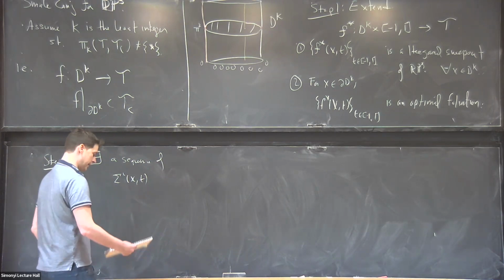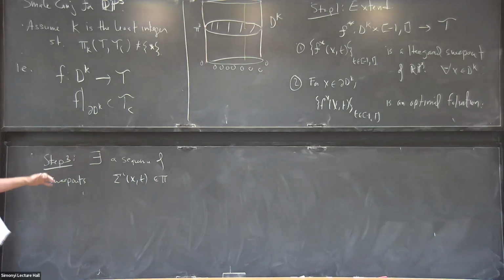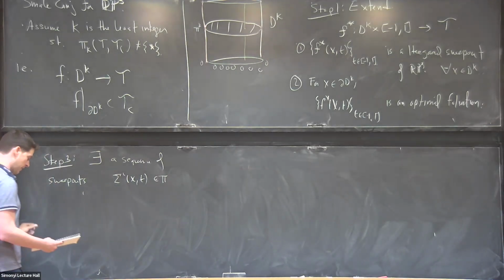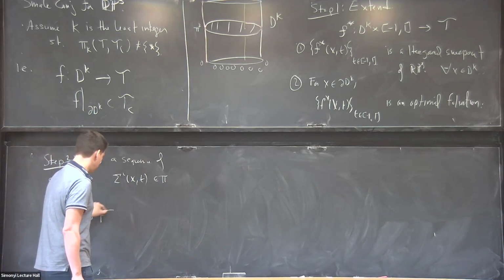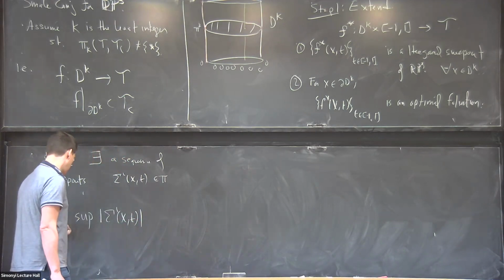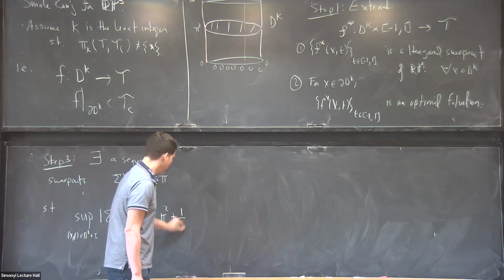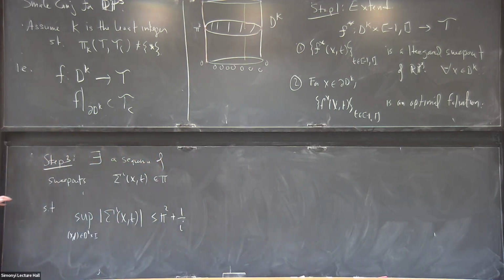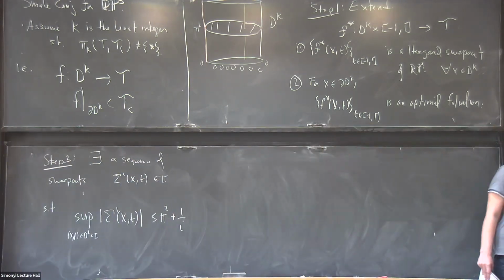So we have a family here in this homotopy class, where the maximal area is approaching the width, which is pi squared. Such that the supremum of the area of this, x of t, over x of t in the entire cylinder, that's D^k cross I, is less than pi squared plus 1 over i. This just means we can sort of pull them tight. This is just restating the definition that the width is equal to pi squared.